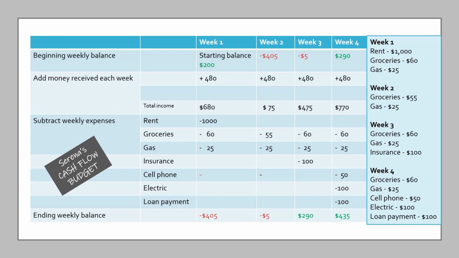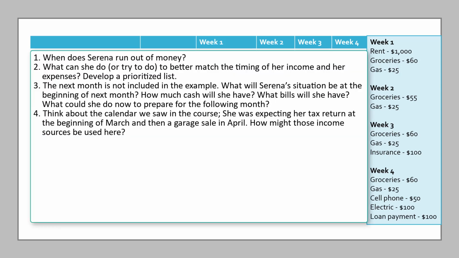So this situation leaves us with some questions to think about. 1, when does Serena run out of money? 2, what can she do or try to do to better match the timing of her income and her expenses? Think about developing a prioritized list. 3, the next month is not included in the example. What will Serena's situation be at the beginning of the next month? How much cash will she have? What bills will she have? And what could she do now to prepare for the following month?